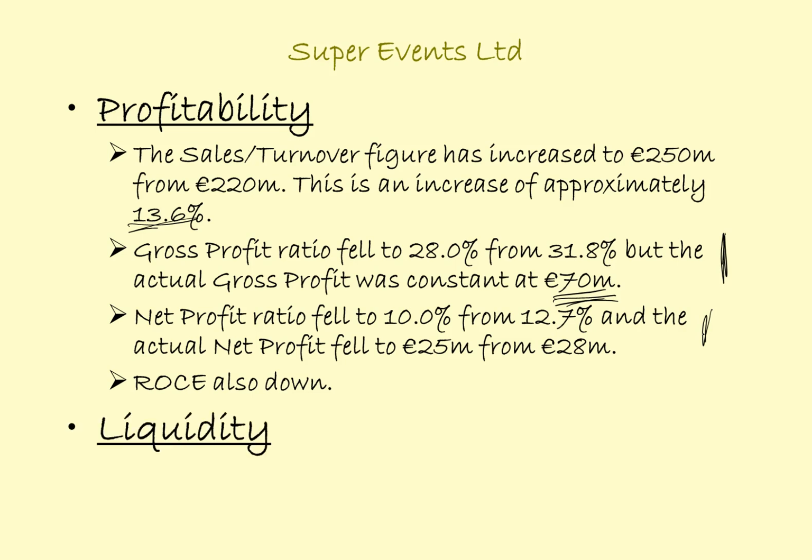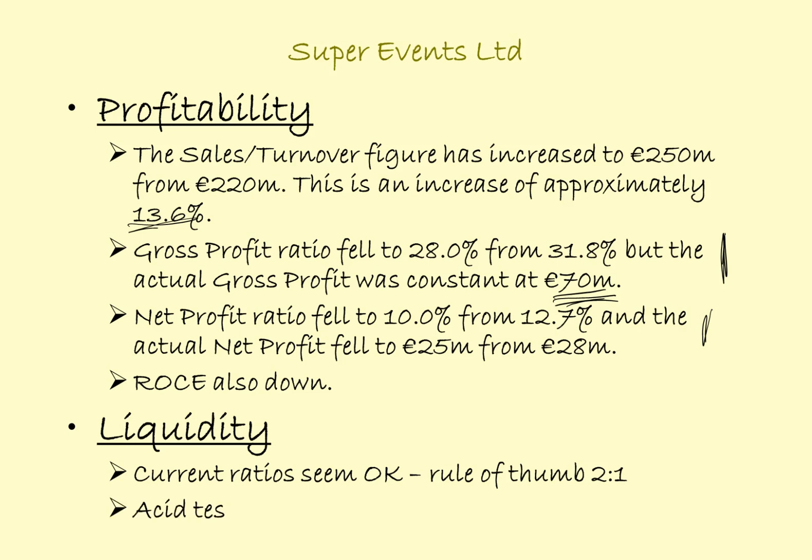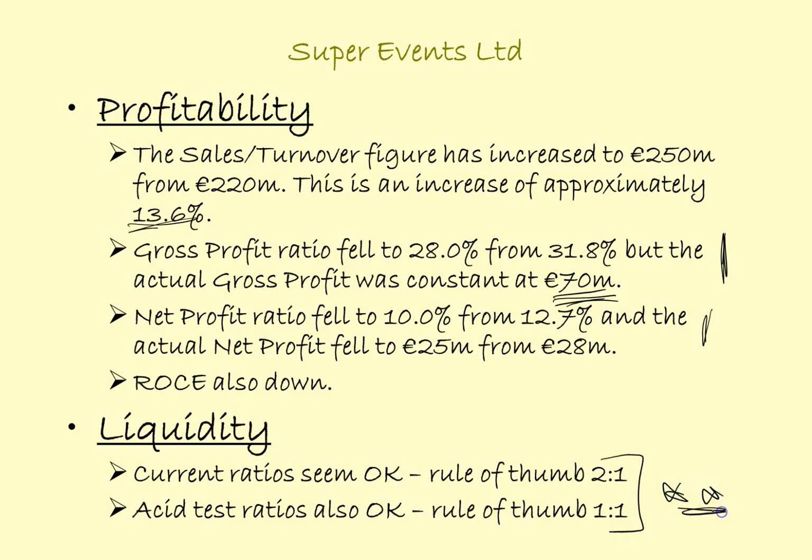In terms of liquidity, what could we say here? Well, the current ratio seems okay. Rule of thumb would be about 2 to 1, and it's not really a million miles away from that. It's 1.78 to 1 if you look back. And the acid test ratio also seems okay. Rule of thumb would be about 1 to 1, and it's 1.1 to 1. Now, these rules of thumb are the norm for certain industries, but for other industries it could be totally different. So you need to be careful of what industry you're looking at when you mention this rule of thumb of 2 to 1 and 1 to 1. But generally speaking, there doesn't seem to be any real liquidity issues.